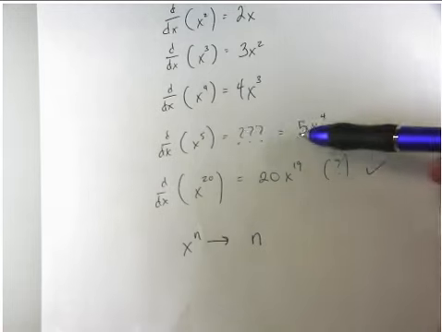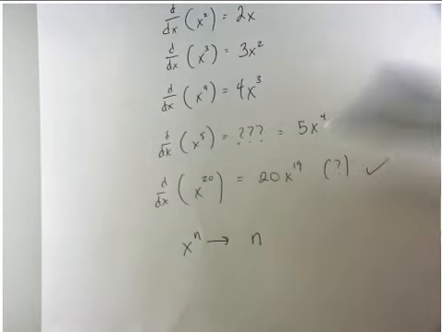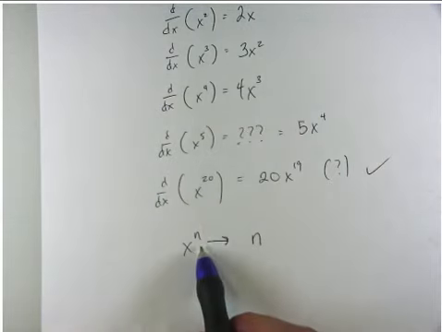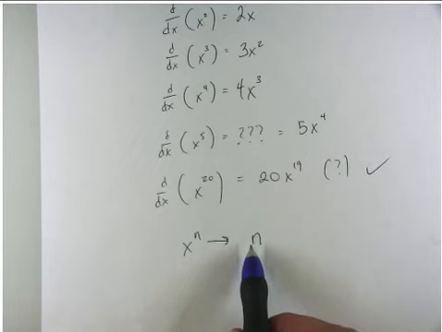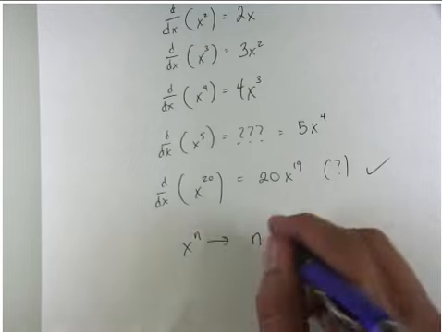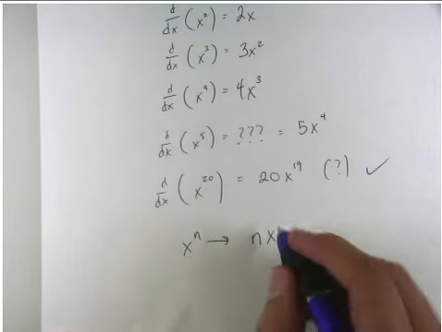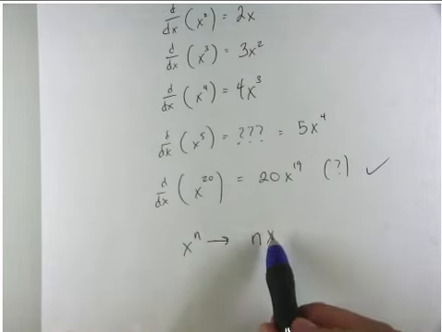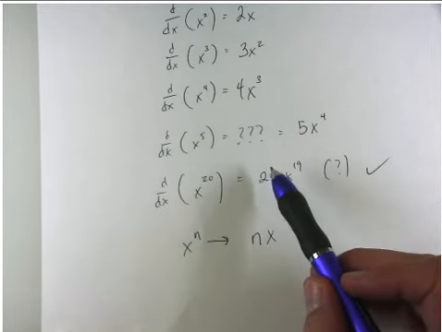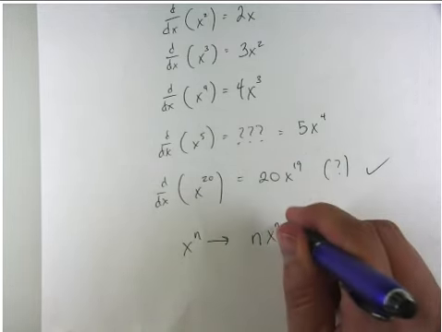X to the 5, there's a 5 out front. X to the 20, there's a 20 out front. So x to the n, there's an n out front. Whatever that number is, that's the number that's out front. And then x, and then what's the power of the x? Yeah, it's 1 less, so n minus 1.